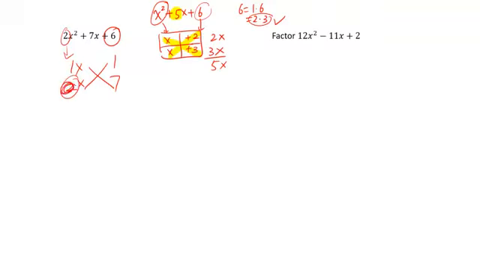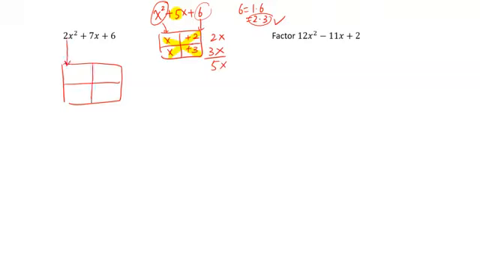Without this 2, yes, 1 times 6, the cross products would add up to 7x. But with this 2 here, when you do cross products, they may not add up to 7x anymore. So let's see. The method doesn't change. We can still draw a 2 by 2 box, and we still have to try different possibilities.